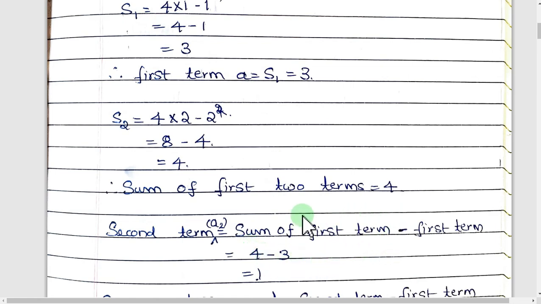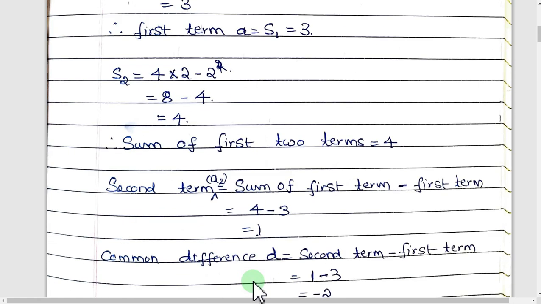Remaining will be the second term. So second term A2 is equal to, one small word I have left here, the sum of first two terms. That should be the sum of first two terms. When you copy the notes, please do the correction. Sum of first two terms minus the first term. If you subtract the first term from the sum of the first two terms of the AP, what will remain? The second term will remain. So the sum up to two terms is 4, minus 3, the sum up to the first term, that is 1. So the second term is 1.